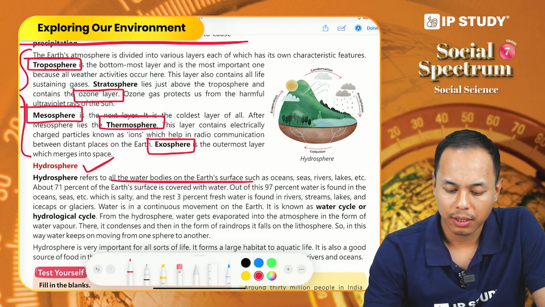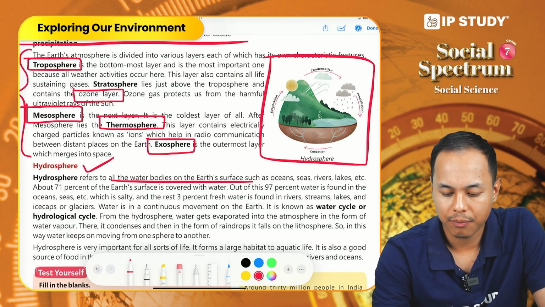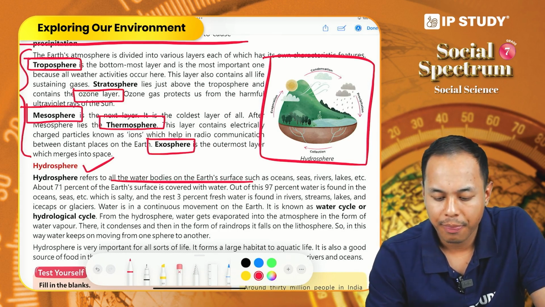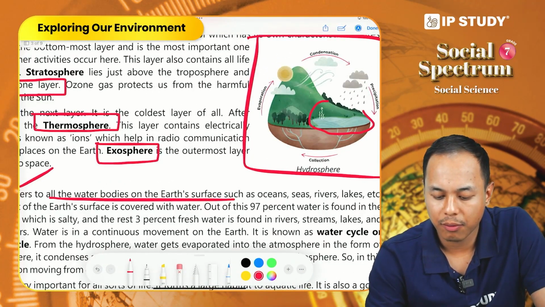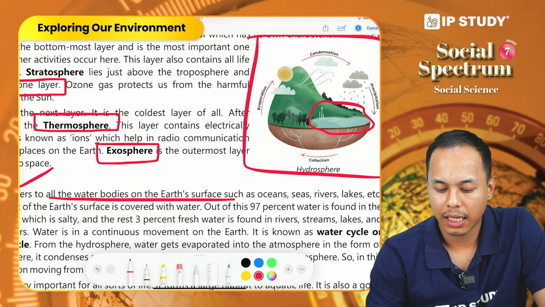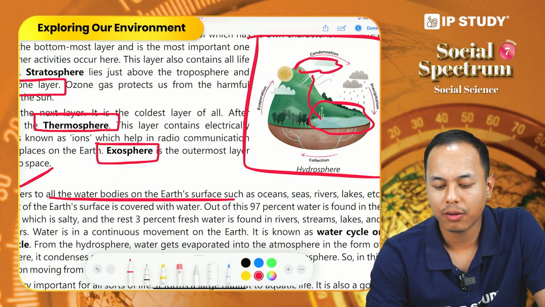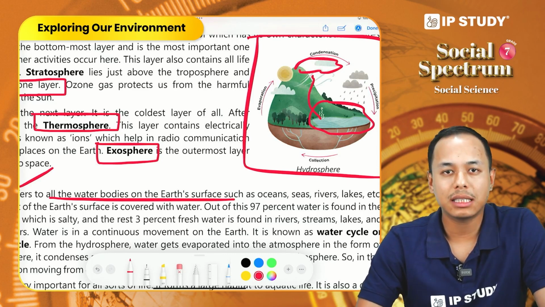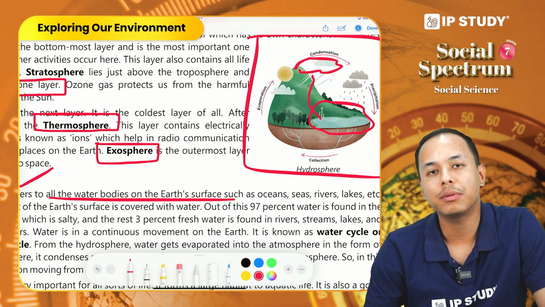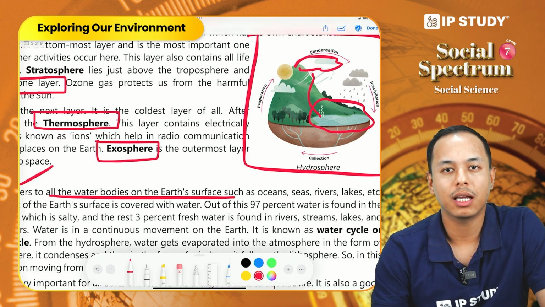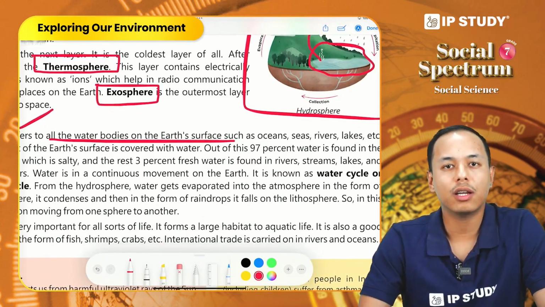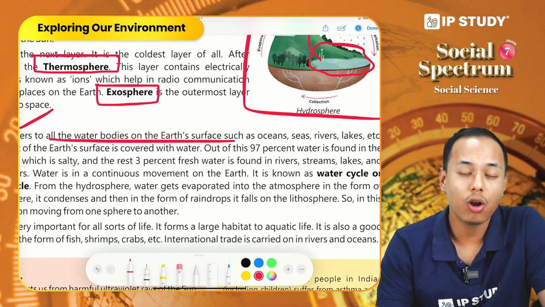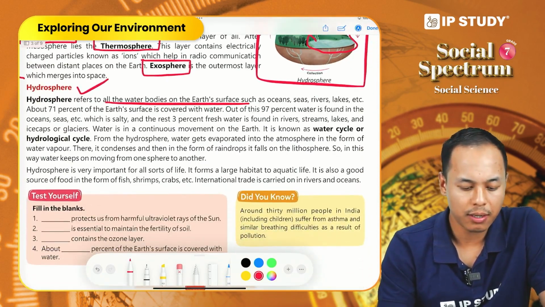Okay. If you see this diagram, this is the water cycle or hydrological cycle. Here we can see that water is evaporating from the water bodies. It goes up in the atmosphere where it forms a cloud because of condensation, and once it condenses and becomes water droplets, it again comes down as precipitation and falls down in the lithosphere or hydrosphere. That means the water is in continuous movement. So this is called the water cycle or hydrological cycle.